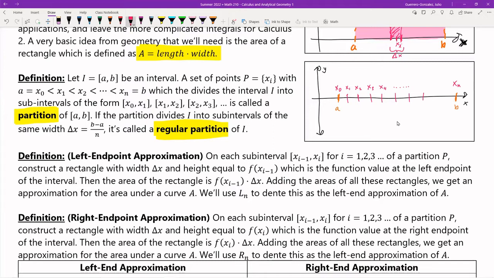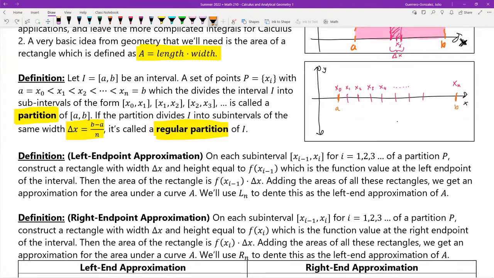If the partition divides I, your interval AB, into subintervals of the same width, the width being B minus A divided by N, then that is called a regular partition. So that means every single one of these chunks, this one, this one, this one, and so on and so forth, right? If all of those are exactly the same width, then that is called a regular partition.